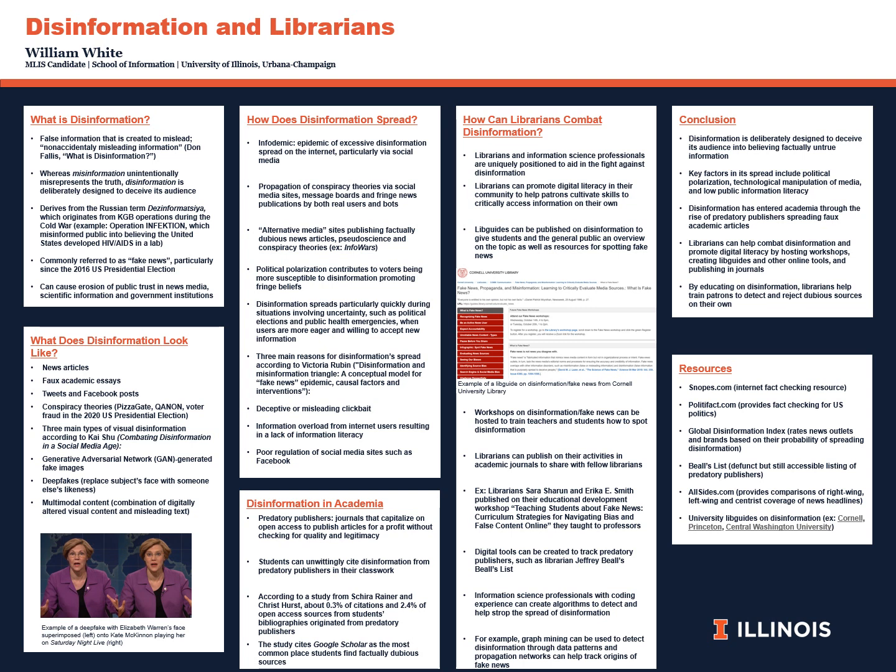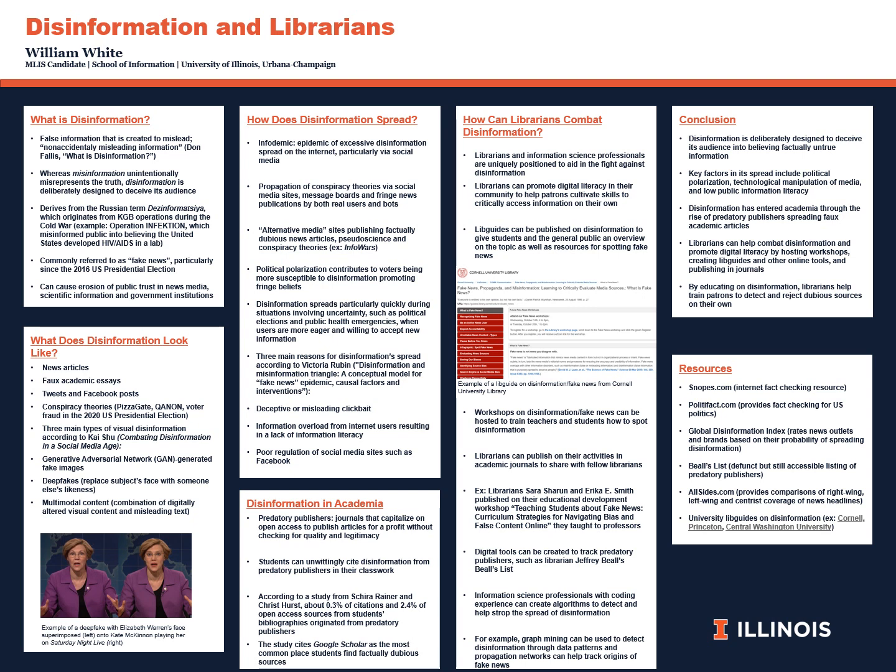While disinformation primarily affects social media, it has also had an effect on academia and academic publishing through the rise of predatory publishers, which are journals, often open access, that publish articles for a profit without checking for quality and legitimacy. This results in the publication and spread of phony academic articles and erroneous research.